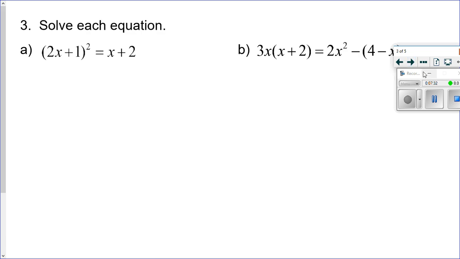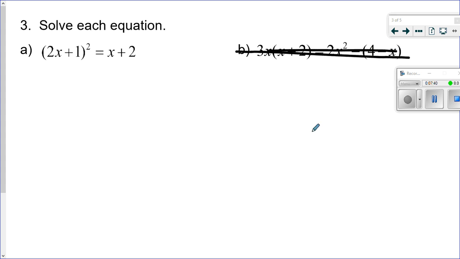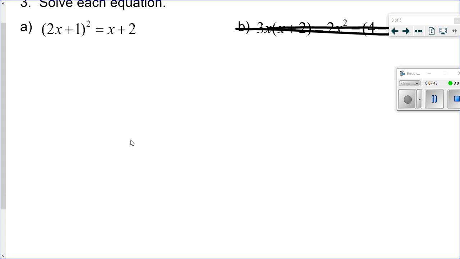How are we doing for time? 7 minutes. I'm going to do one of these examples just because I don't want this taking forever, and I do want to spend a little bit of time on the word question.